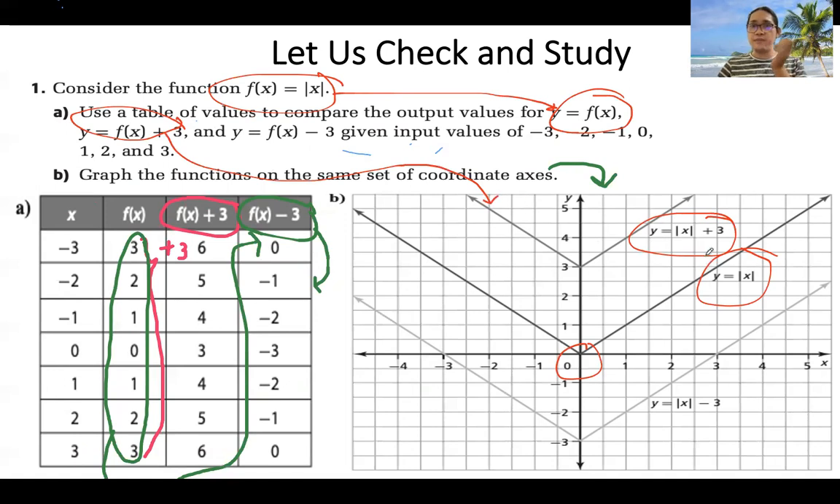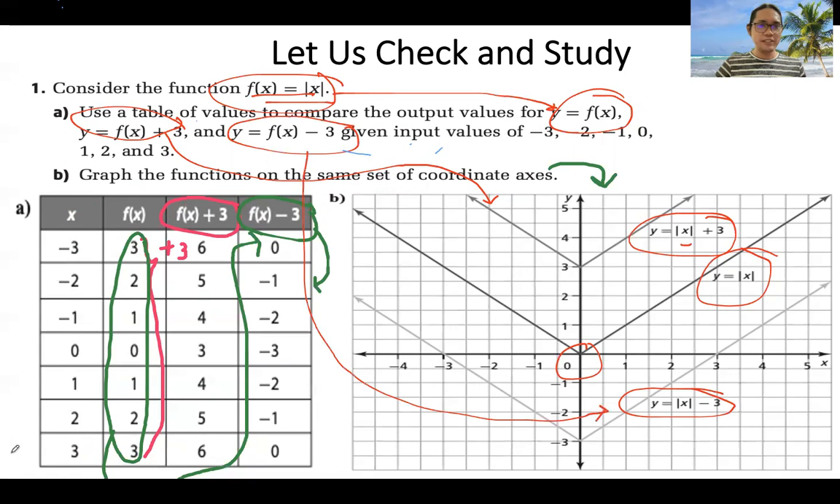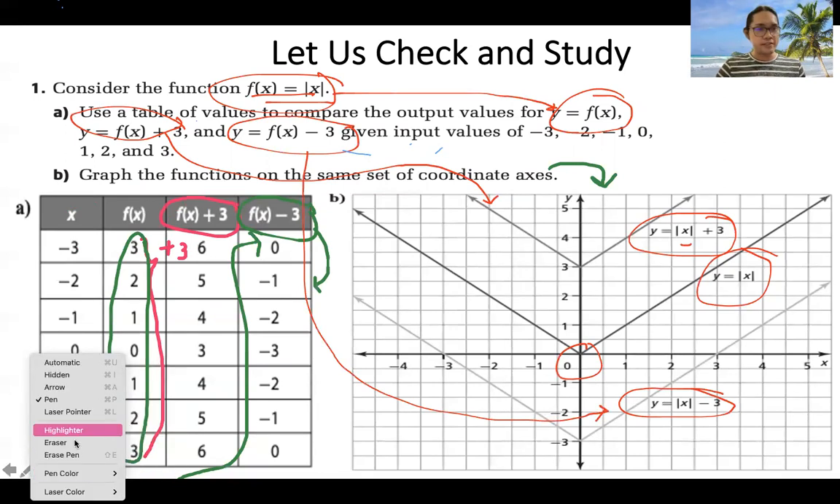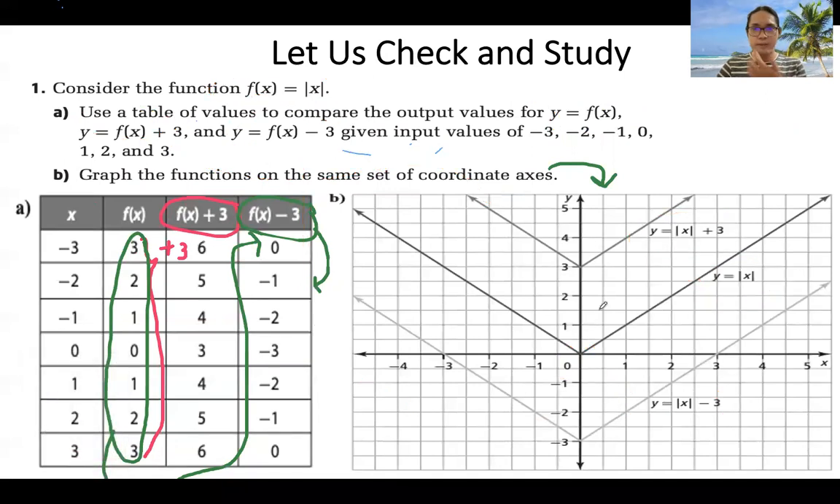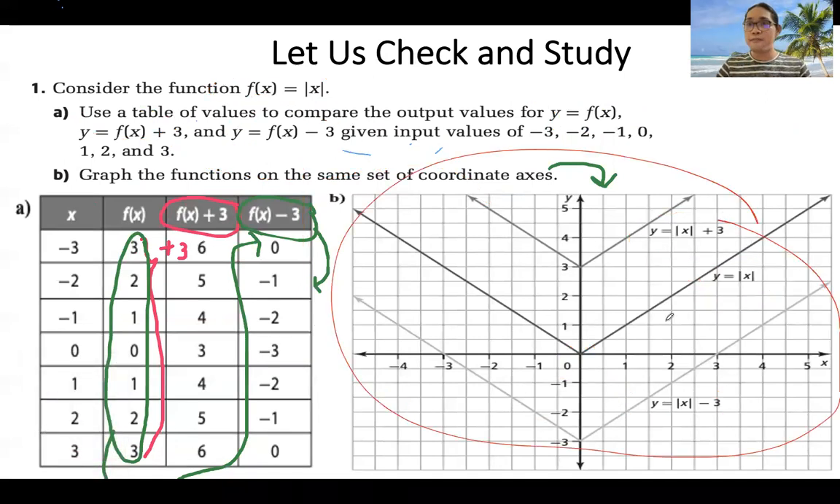Again, we change the f of x into the absolute value of x because our f of x based on the given is the absolute value of x. I hope you will not be confused about it. And of course, this one, y equals the absolute value of x minus 3. This is taken from this. I hope you are guided. Now I have to erase this one so that you can observe the difference. Okay, I know you're all ready to describe it. What can you say about the graph?